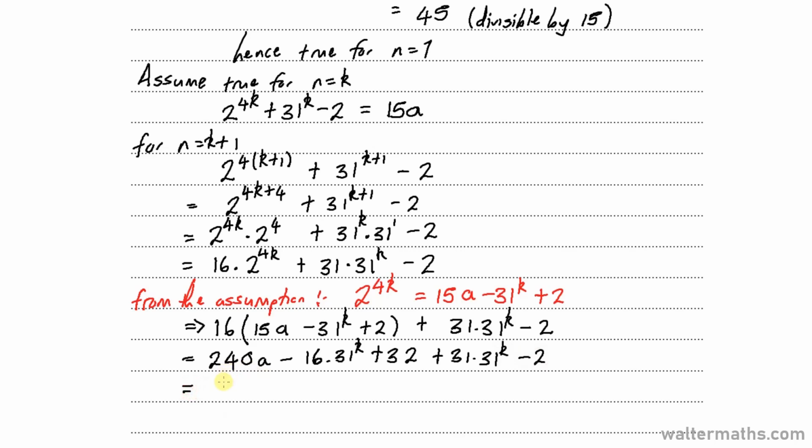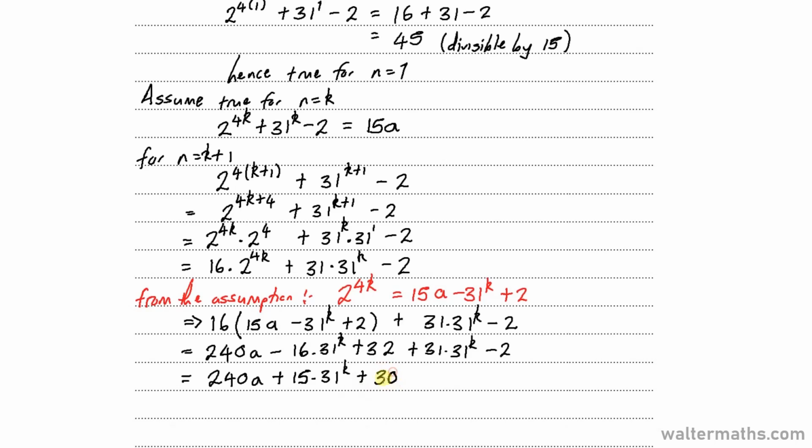And simplifying this a little bit more, we will be having 240a, then minus 16 of 31 to the k plus 31 of 31 to the k will give us 15 of 31 to the power k, and 32 minus 2, we will get 30. Now what we have right here is actually divisible by 15. So if we factor out 15, we'll be having 16a plus 31 to the power of k plus 2. So this thing is exactly divisible by 15. So we say this is divisible by 15.